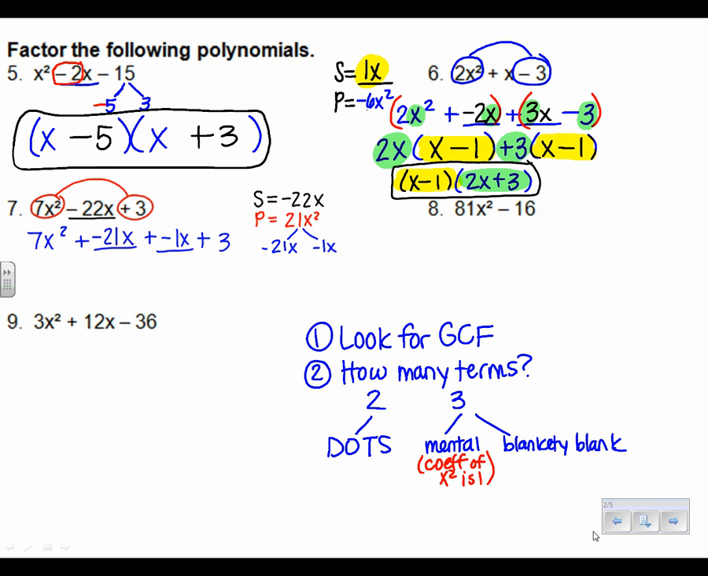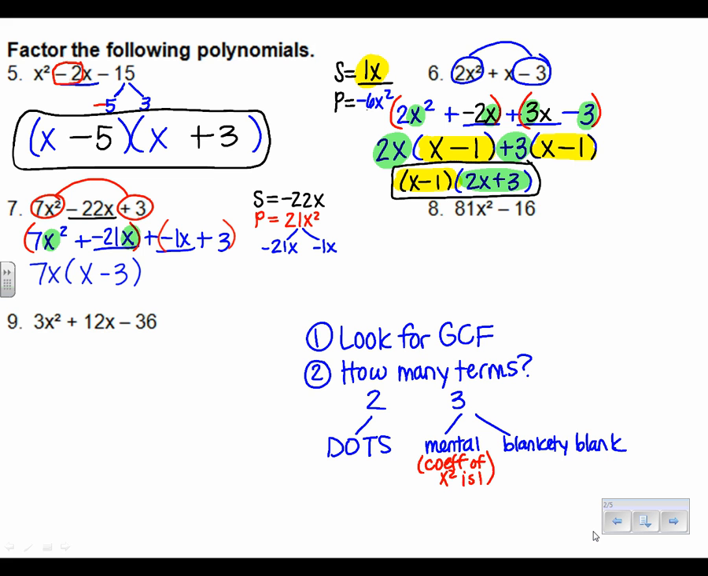Now comes the time where I group them together and see if I have a GCF. In the first group, I notice they both have an x, and they both have a factor of 7 in common. So I'm going to pull out a 7 and an x, which leaves me with x minus 3 in parentheses. My second grouping, I think of a GCF of 1 and 3.